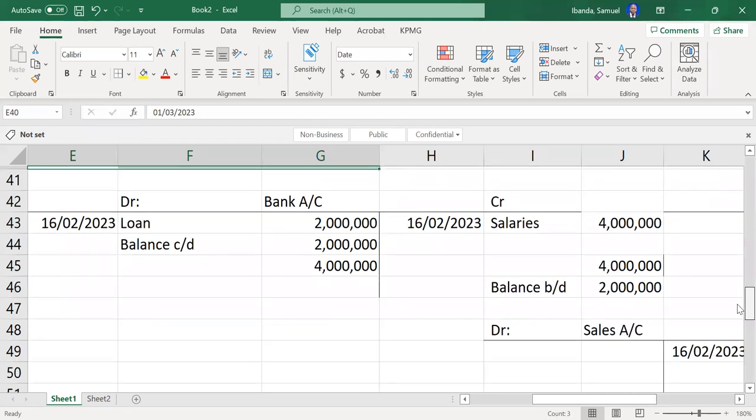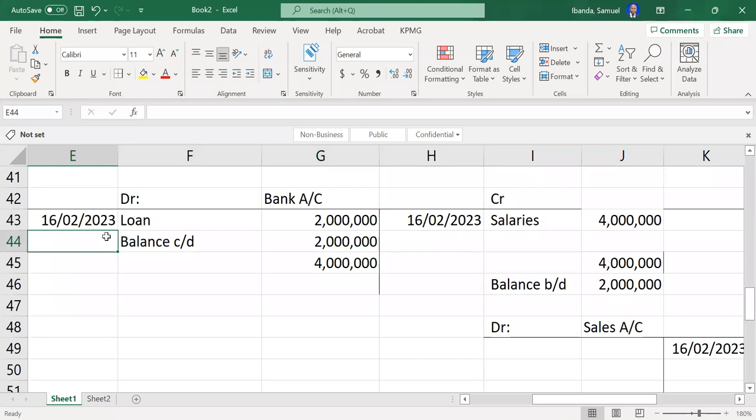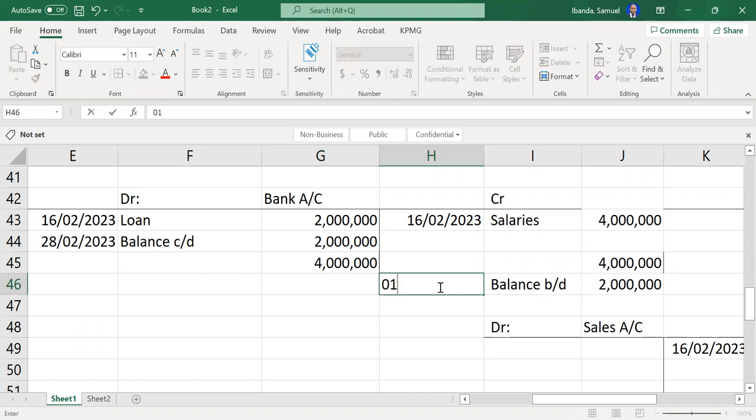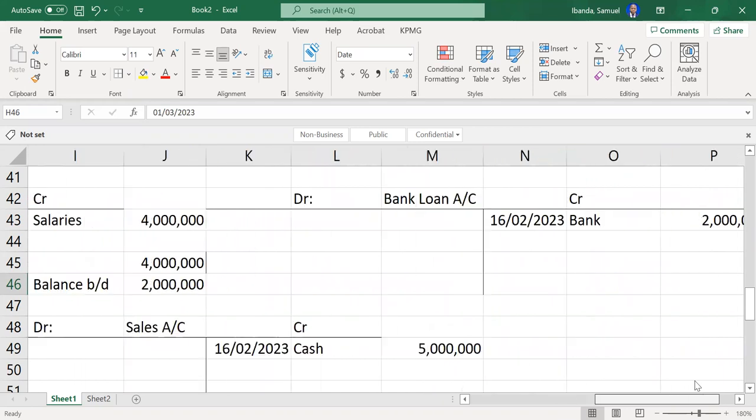So you can do the same thing for this as well. Make this 28/02/2023. And now your balance brought down can have 01/03/2023. So that is what we basically do, and you proceed like that accordingly.